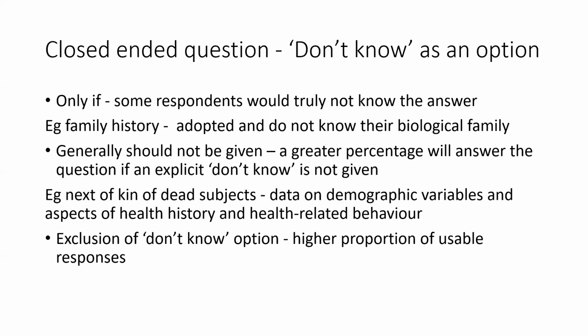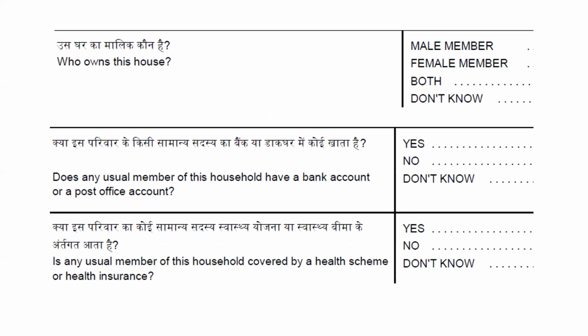So you have to be really sure, because studies have shown that if you do not keep the option of don't know, you get a higher proportion of usable responses. So do not use don't know carelessly as an option to your question. Again, if you see NFHS, there are many questions like who owns the house, or questions about bank account, post office account, health insurance schemes. So here again, the pilot and the pre-testing might have shown that the respondents who were available at home when the interviews were taken did not know the response, so they have added this option of don't know for this series of questions.